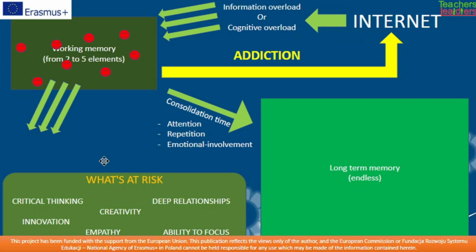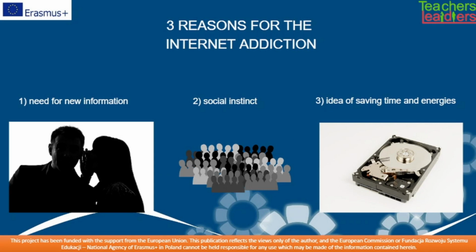Now we can continue the discussion. We can say that this theory is based on Nicholas Carr's studies collected in his book, Is Google Making Us Stupid? Here we can just introduce to our participants the topic because it is a very long and complex one. Why do we tend to look for new information, overlooking the ones that we just got? And we have three reasons: the need for new information, so the need to know new things, a social instinct, and the idea of saving time and energies.